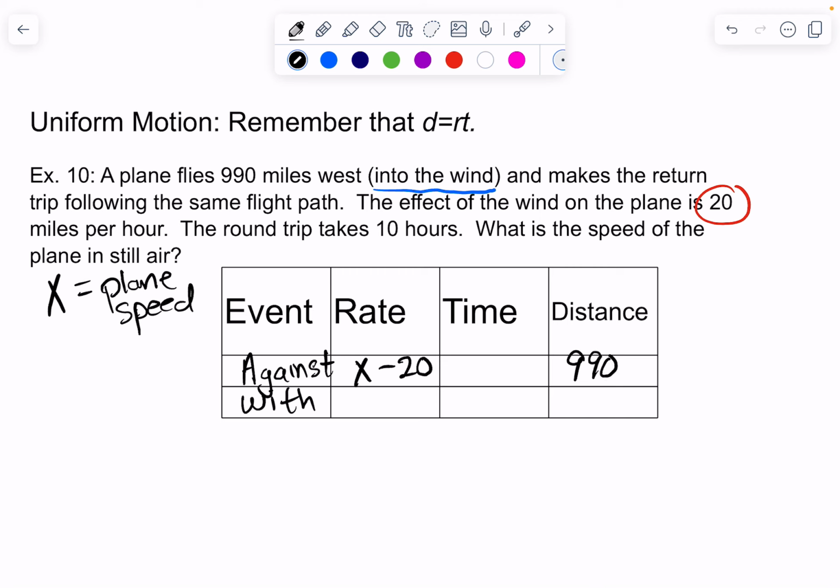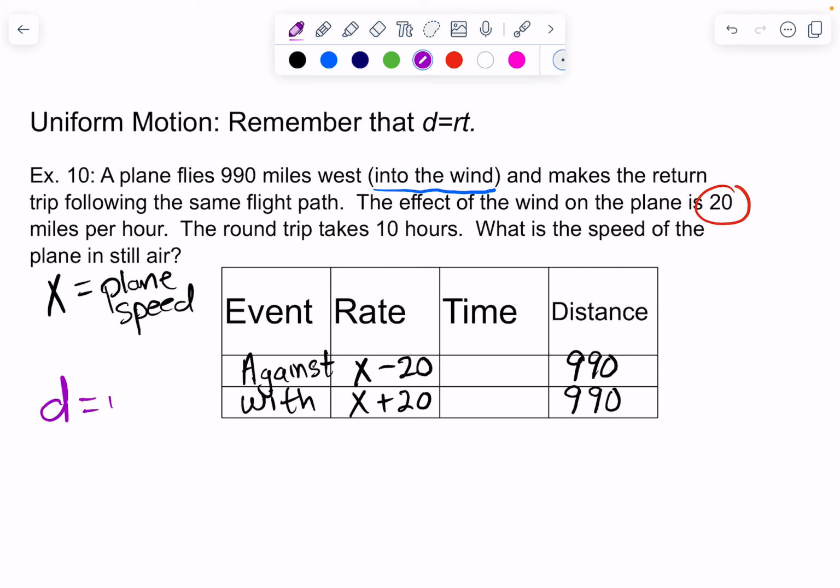Going with the wind, the plane speed is x plus the 20 wind that's going to help me, and it goes a distance also of 990. Now, a lot of times people are going to put in a 10 here, but that is wrong. It does not say that it takes 10 hours both ways. It says it takes 10 hours round trip. So how am I going to figure this out?